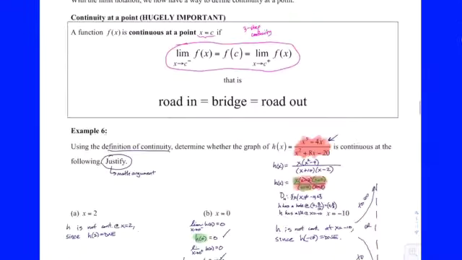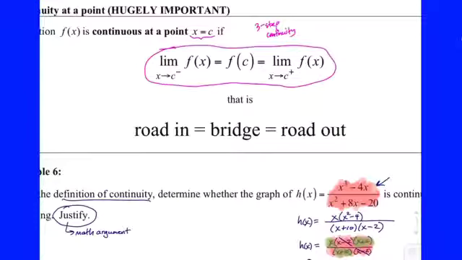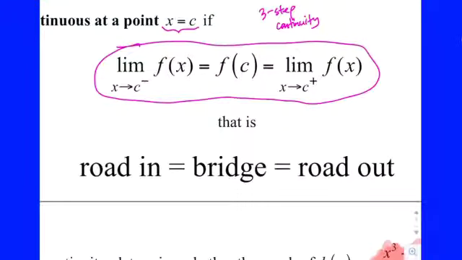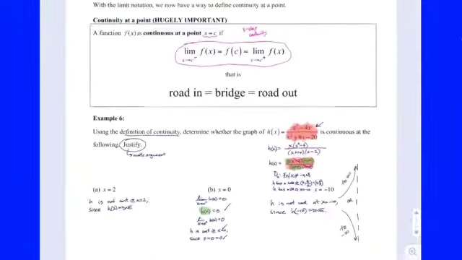All right, and then the other thing was the definition of continuity, the 3-step definition, okay? The road coming in has to equal the function value, which is the bridge, which has to equal the road going out, which is the limit from the right. So road, bridge, road: limit, function value, limit. They all have to exist and equal each other, the same y value. If any one of those 3 fails to exist, or any 2 of them do not equal each other, it's game over for continuity, and we cite that reason, okay, based on the definition.